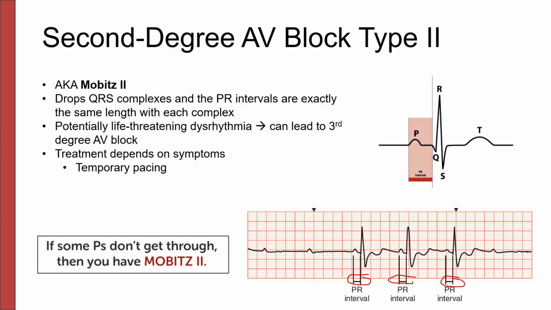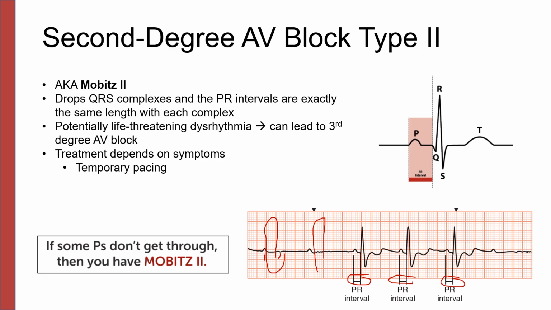And if you look at the strip here, you should see, look, this is a P wave here. This is a little T wave here, but there's no QRS complex. It's missing. It got dropped. So this one can lead to third degree AV block, which is a potentially life-threatening dysrhythmia. So we want to be really careful with second degree AV block type 2.